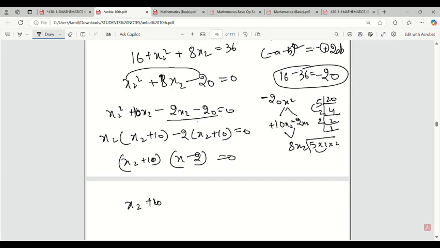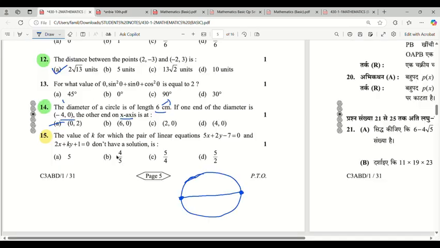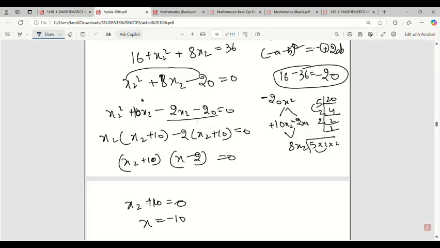Now x value cannot be 10. x2 plus 10 is equals to 0, so x is equals to minus 10. Do we have any option with x2 equals minus 10? Check the x values. First of all, here x value is 0, so this is a wrong option. Now 6, 2, and see x comma y, x comma y, x comma y. No, we are not having.